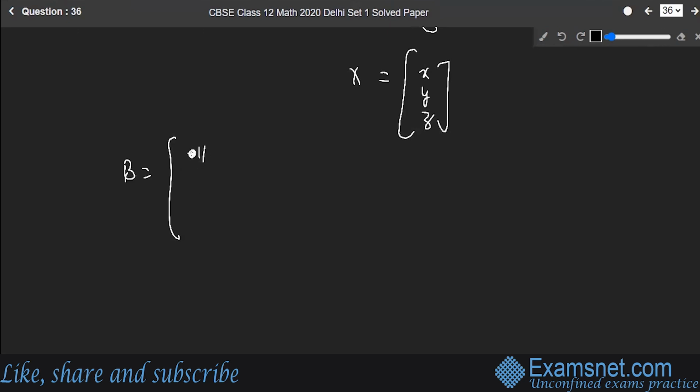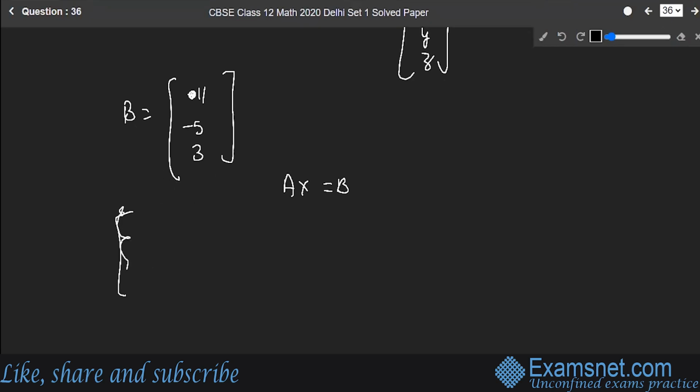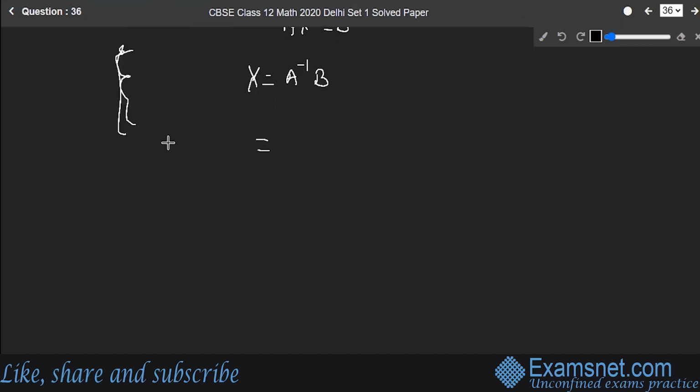Sorry, it is 11, minus 5 and 3. You know, AX is equal to B. That means X is equal to A inverse into the B matrix. We already solved the same matrix inverse. This is X, Y, and Z. A inverse we already solved.